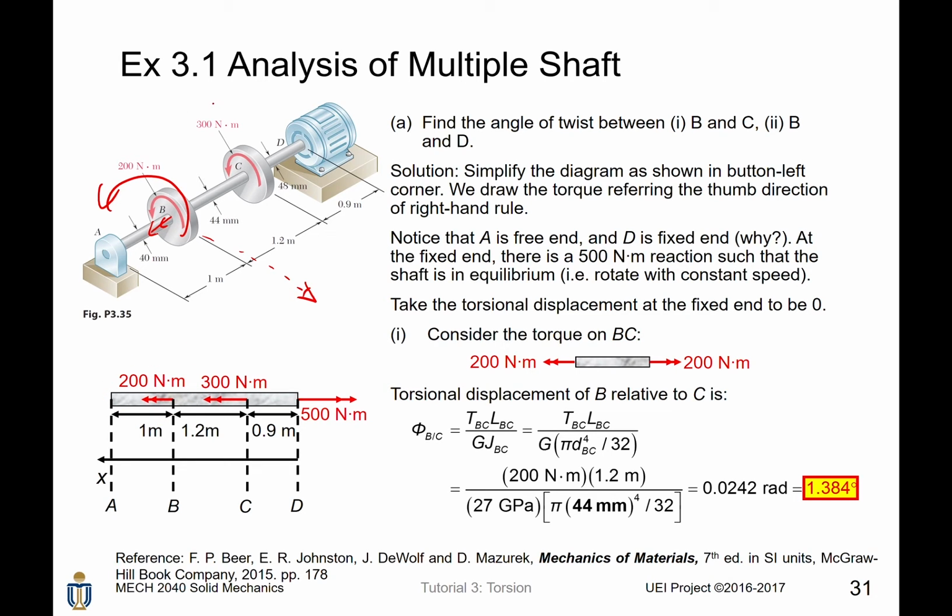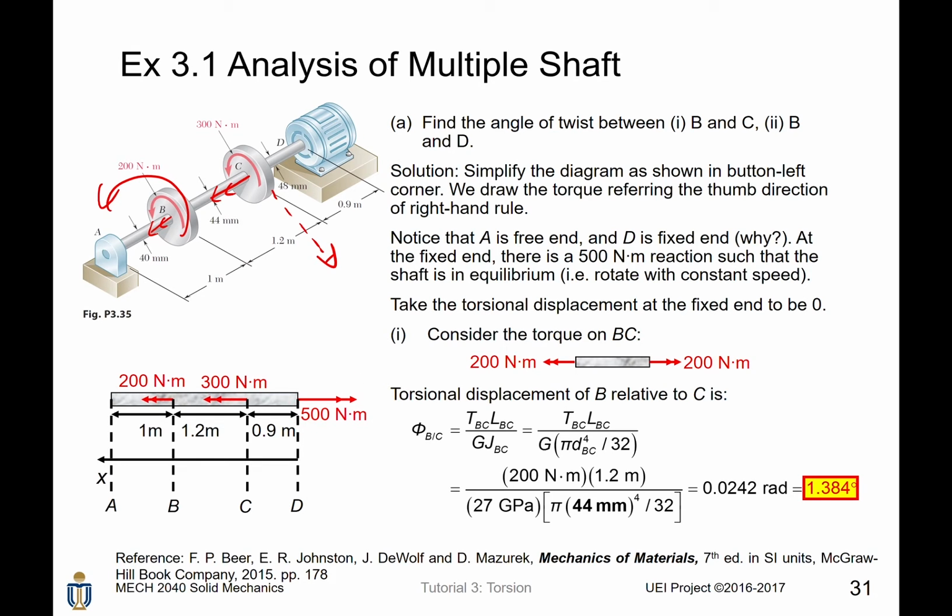Similarly, for the 300 Nm torque, as an observer, you are standing here and observing this torque. By using your right-hand rule, you can see that the torque can be sketched in this direction. Your thumb is still pointing to the left-hand side. Therefore, you can draw the 300 Nm torque in this way. At the same time, we notice that there is no torque at point A. Besides, the whole system is rotating at a constant speed. That means there is no net torque on this system. Consequently, there must be a reaction torque, which is 500 Nm, exerted by the motor on this circular shaft.